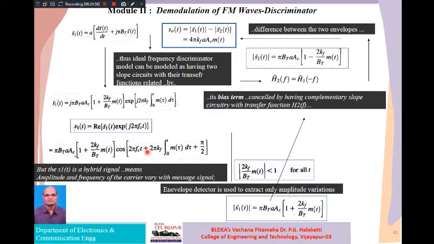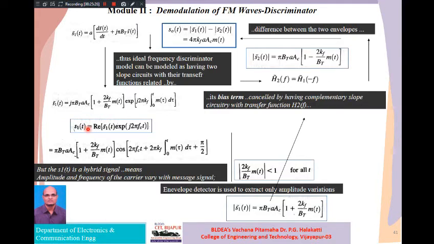Initially we applied S1 of t, that is a frequency modulated signal, a single one, where only the frequency got varied. But when we apply that S1 of t as input to the slope circuit, what do we get at the output of the slope circuit? S1 hyphen of t, not S1 of t. S1 of t we applied as input.